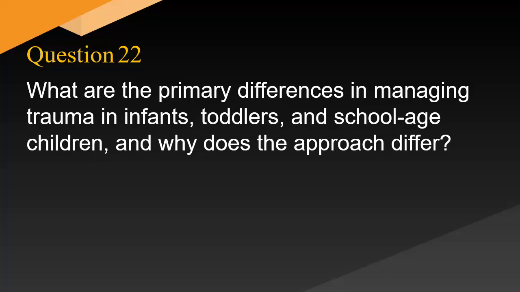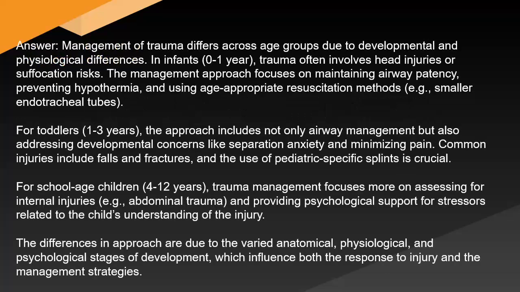What are the primary differences in managing trauma in infants, toddlers, and school-aged children, and why does the approach differ? Answer: management of trauma differs across age groups due to developmental and physiological differences. In infants 0–1 year, trauma often involves head injuries or suffocation risks. The management approach focuses on maintaining airway patency, preventing hypothermia, and using age-appropriate resuscitation methods, e.g.